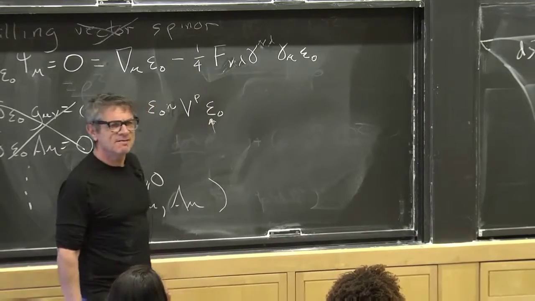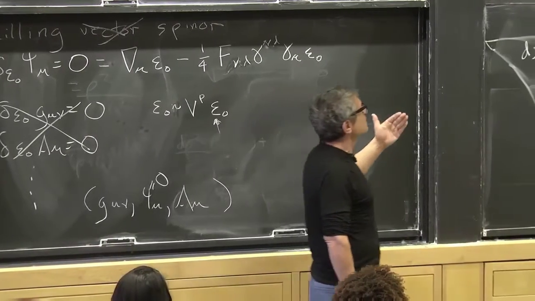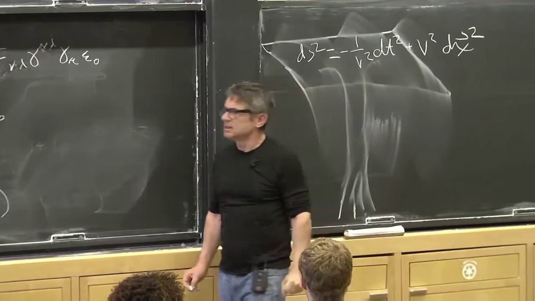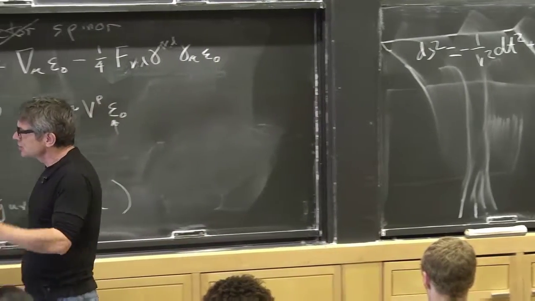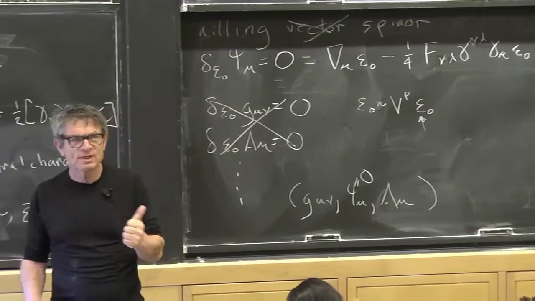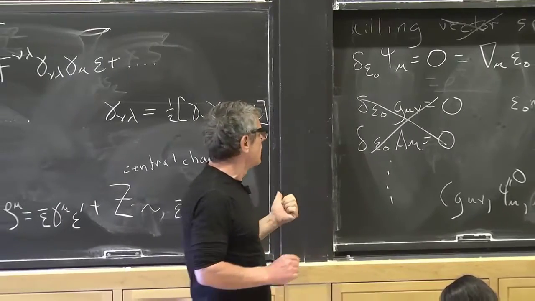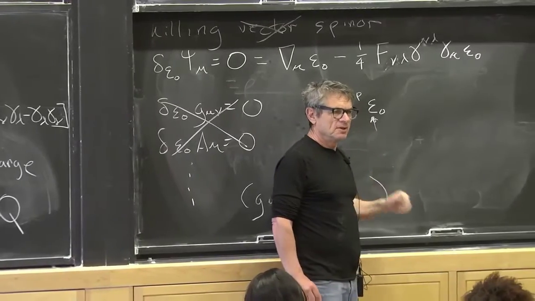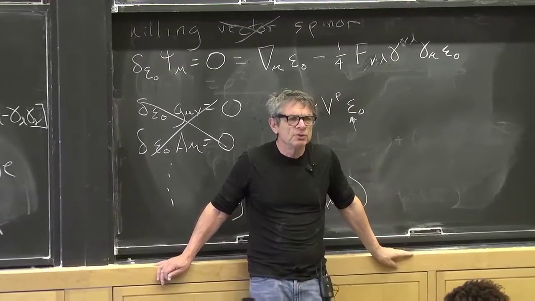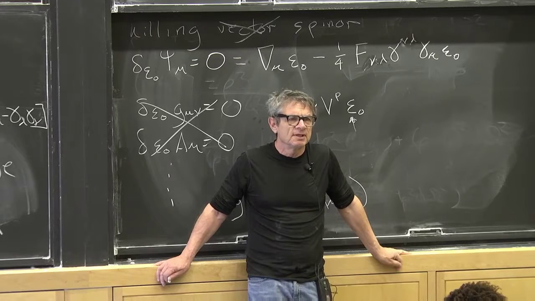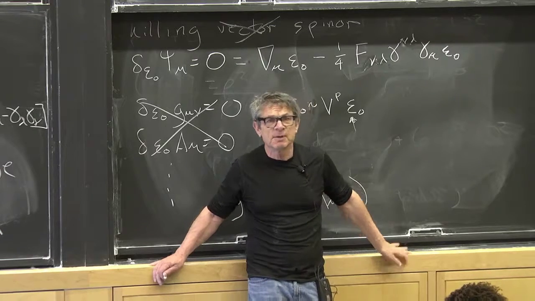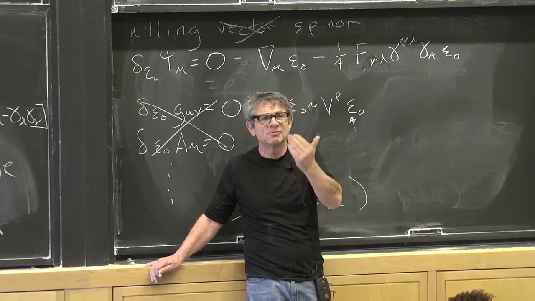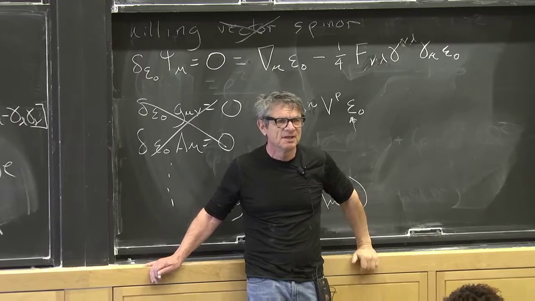So this is a very special space-time. In addition to the one Killing vector, it has only one Killing vector, but it has extra Killing spinors. So the words that we would use to describe this is that it's a supersymmetric space-time. It's space-time with some extra supersymmetry in it.